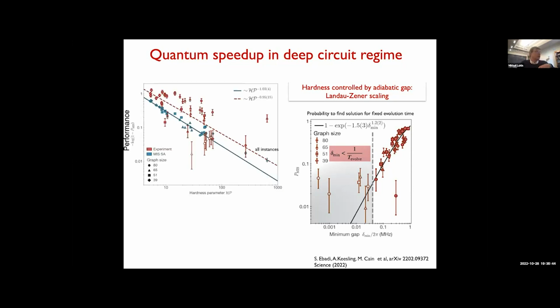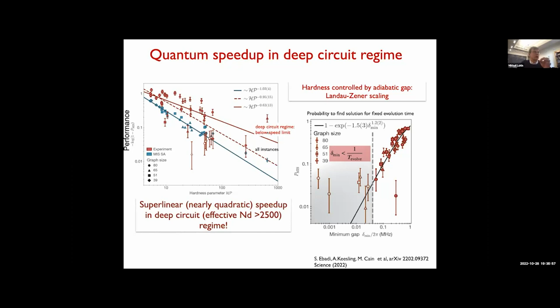And actually, we can now look and reanalyze our data. What we see is that if we look at all instances, the quantum and classical scaling look very similar to each other. But if we only look at the instances in the deep circuit regime, where we can go to sufficiently large depths that the algorithm sees the entire graph.